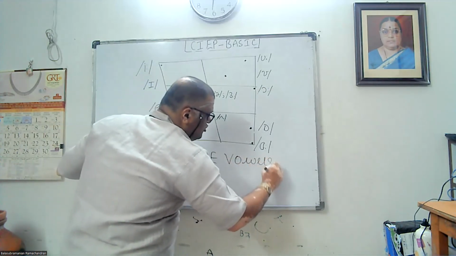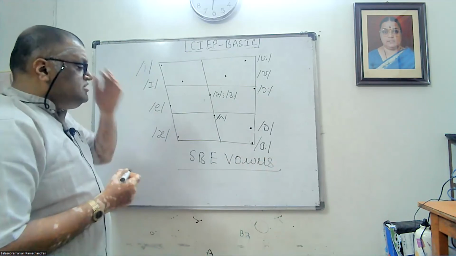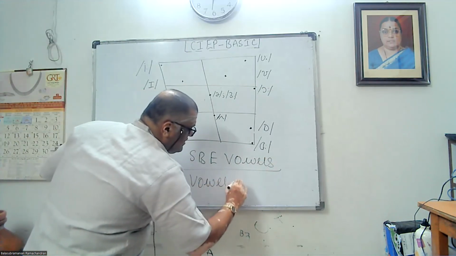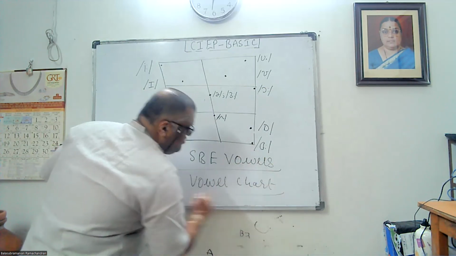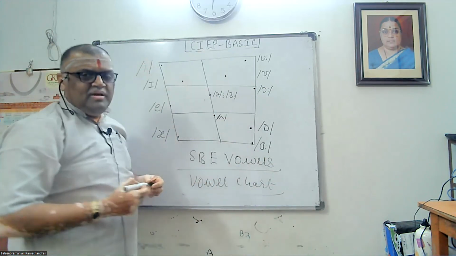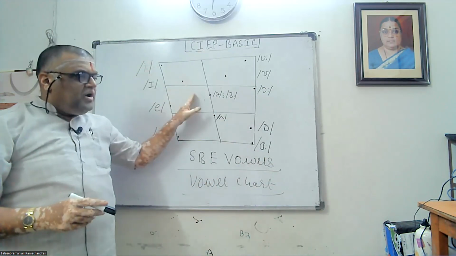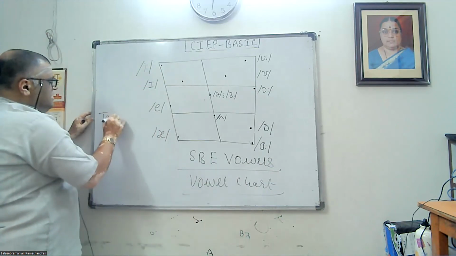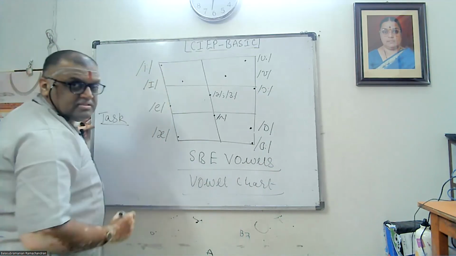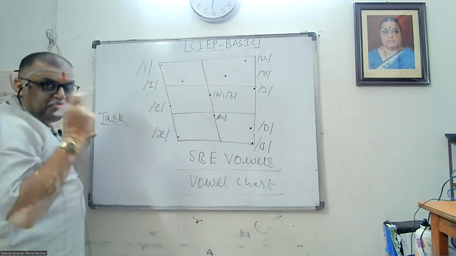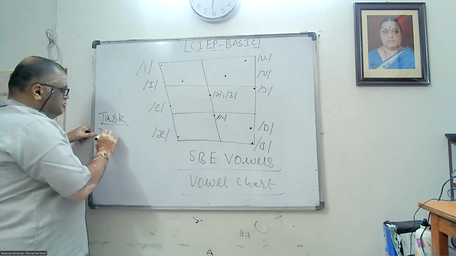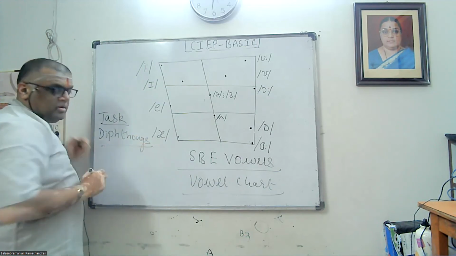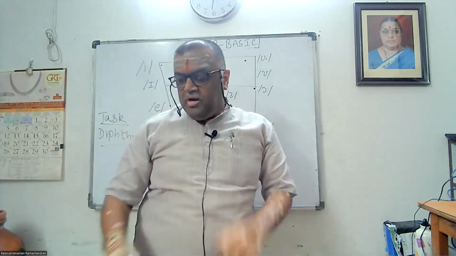Now let me throw a challenge to you. Use this vowel chart, okay, so this is the vowel chart, or the vowel quadrilateral. We call it a quadrilateral because it looks like a quadrilateral, okay. Now let me give you the task. The task is this: please try drawing such a chart for the diphthongs, okay. Do this for the diphthongs.